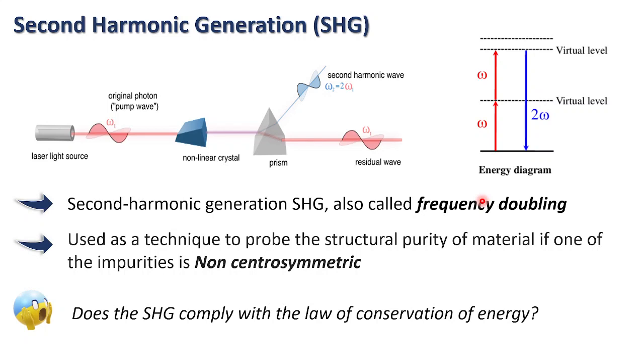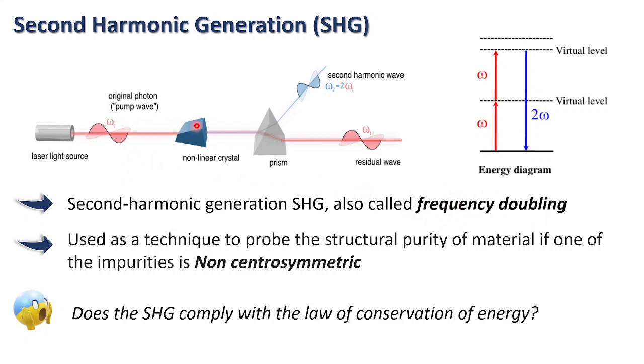Okay, what is second harmonic generation? Second harmonic generation is commonly called a frequency doubling method. Okay, frequency doubling. Why is it called the frequency doubling method? It is very simple, because frequency doubling means something is doubled. What is doubled? The frequency becomes doubled.